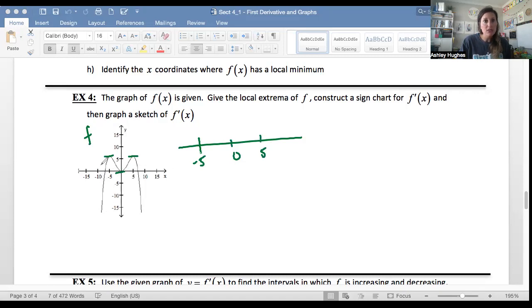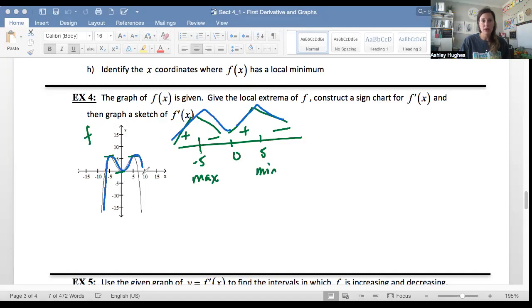The function is increasing, which means the derivative will be positive. The function's decreasing, so the derivative will be negative, then the derivative is positive, then the derivative is negative. So again, function's increasing, decreasing, increasing, decreasing. This is a max, you can see it, and this is a min. This green line here that I drew represents this function. See how it goes up, down, up, down.